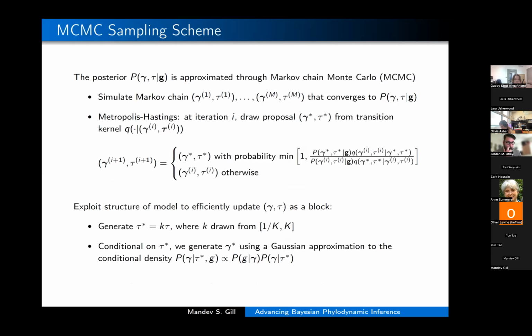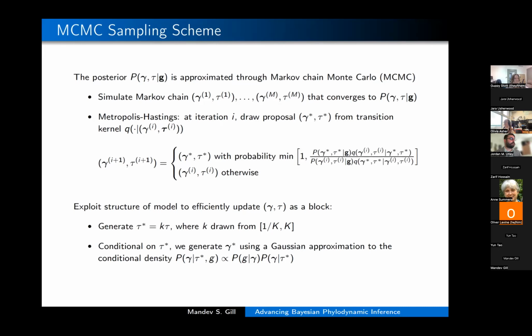Okay, so we want to infer the posterior distribution of the effective population size and the precision parameter conditional on the genealogies. So we can't do this analytically, so we use Markov chain Monte Carlo methods to generate a sample from the posterior distribution, and then we can use this sample to empirically approximate the posterior distribution. So the Metropolis-Hastings algorithm provides a general recipe to simulate a Markov chain, a dependent sequence of random variables that will converge to the posterior distribution.